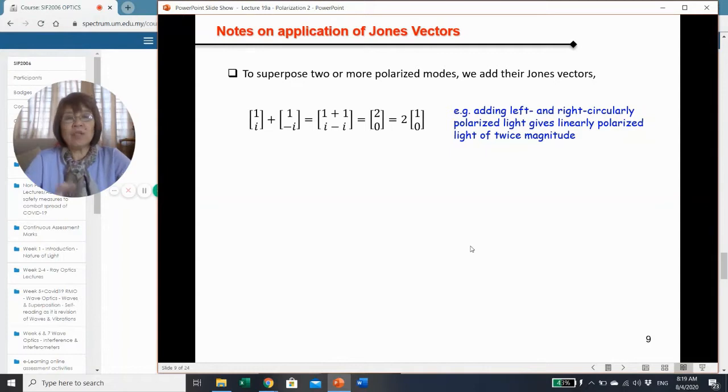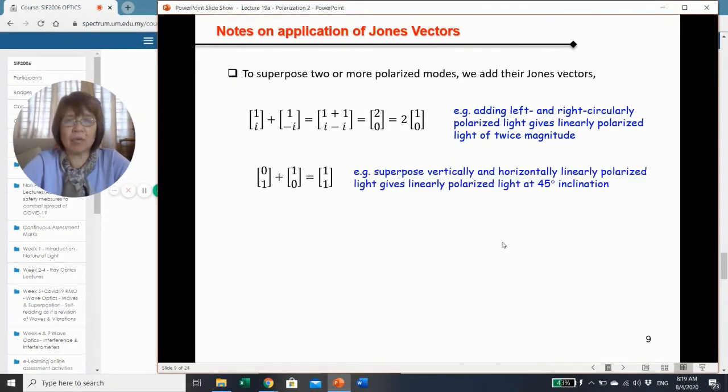Now next, what can we do with Jones vectors? Here is an example of superposing two polarized modes. Here is left and right-handed circular polarization, right? And then when you add them up, you get 2 here, and here you get 0. So the result is linearly polarized light, whose plane of polarization is horizontal. This is the x component with an amplitude twice that of each of the circularly polarized light components.